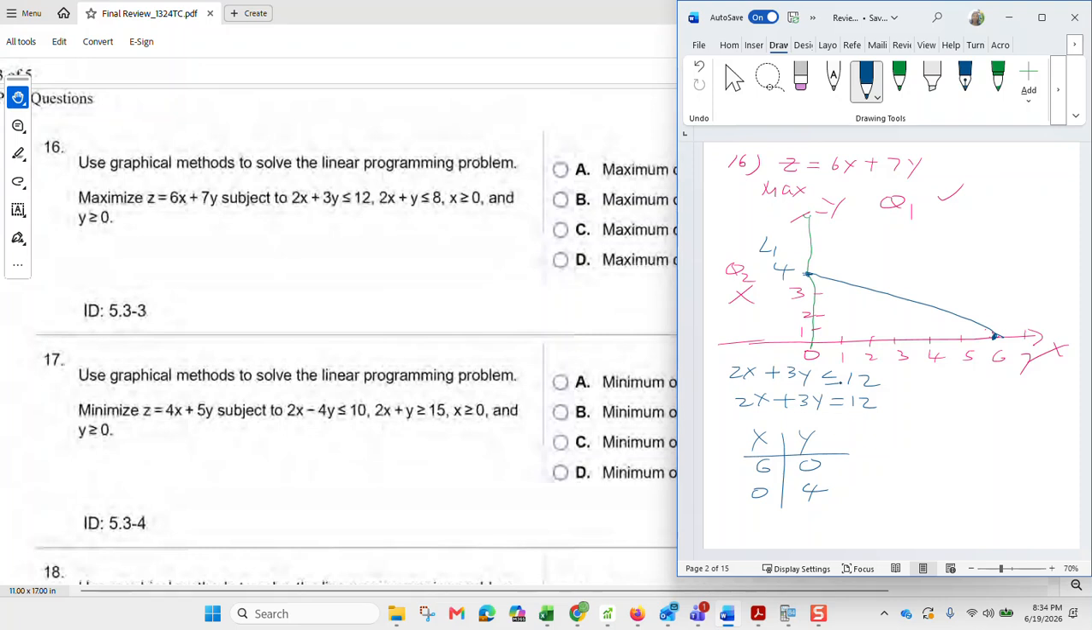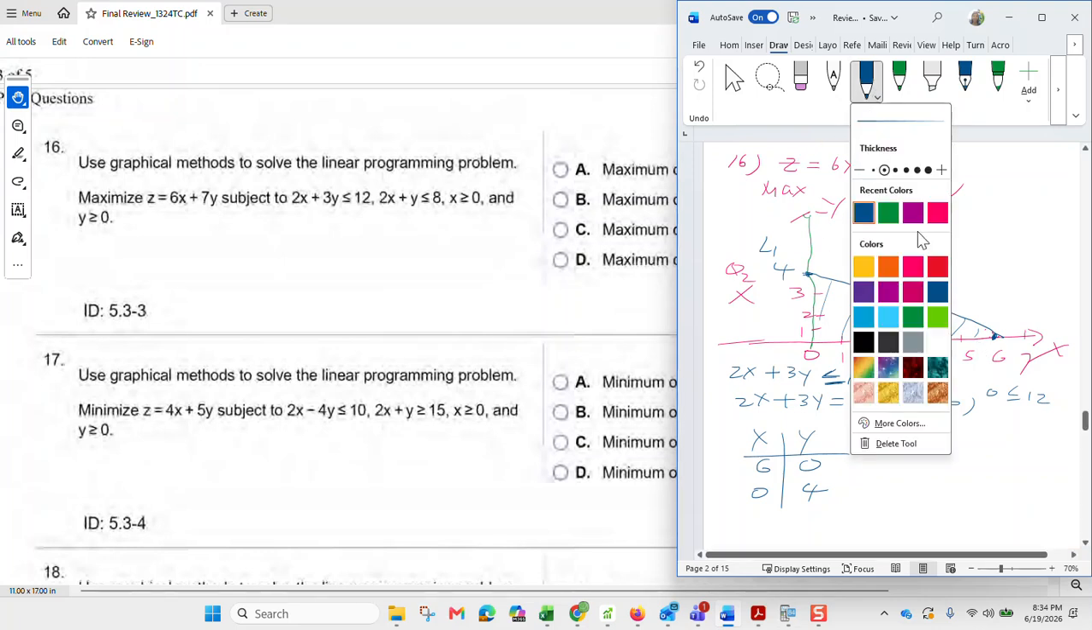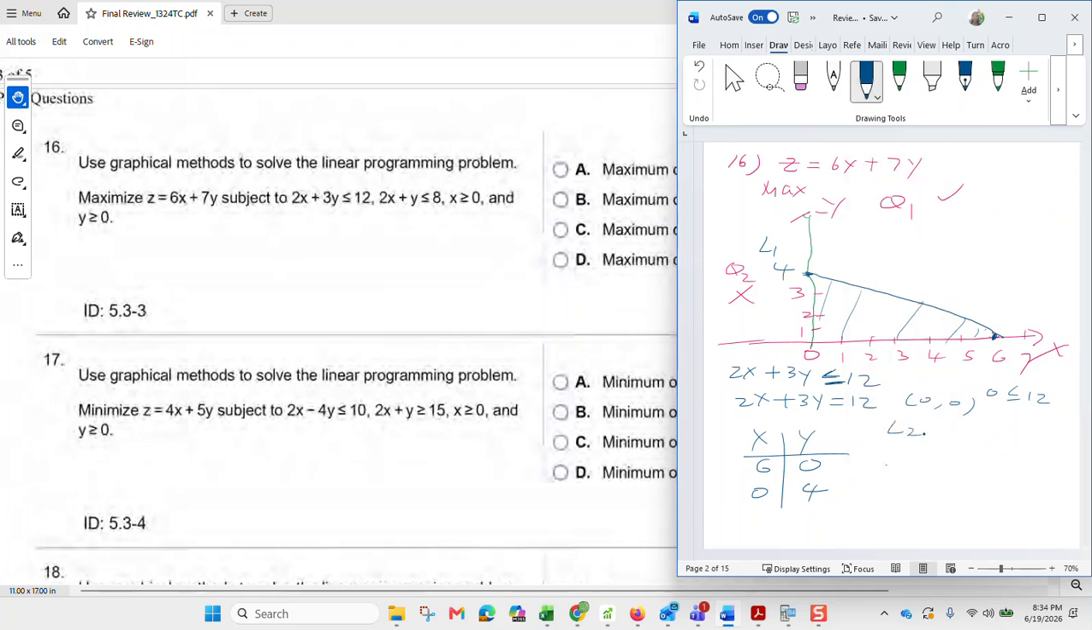And this has to be less than or equal to, right? Less than or equal to. So if I'm using the test point 0 and 0, 0 less than or equal to 12, the answer will be yes. So this part is the solution inside here, okay? Same thing, we're going to look at the line 2, okay, L2 in here.